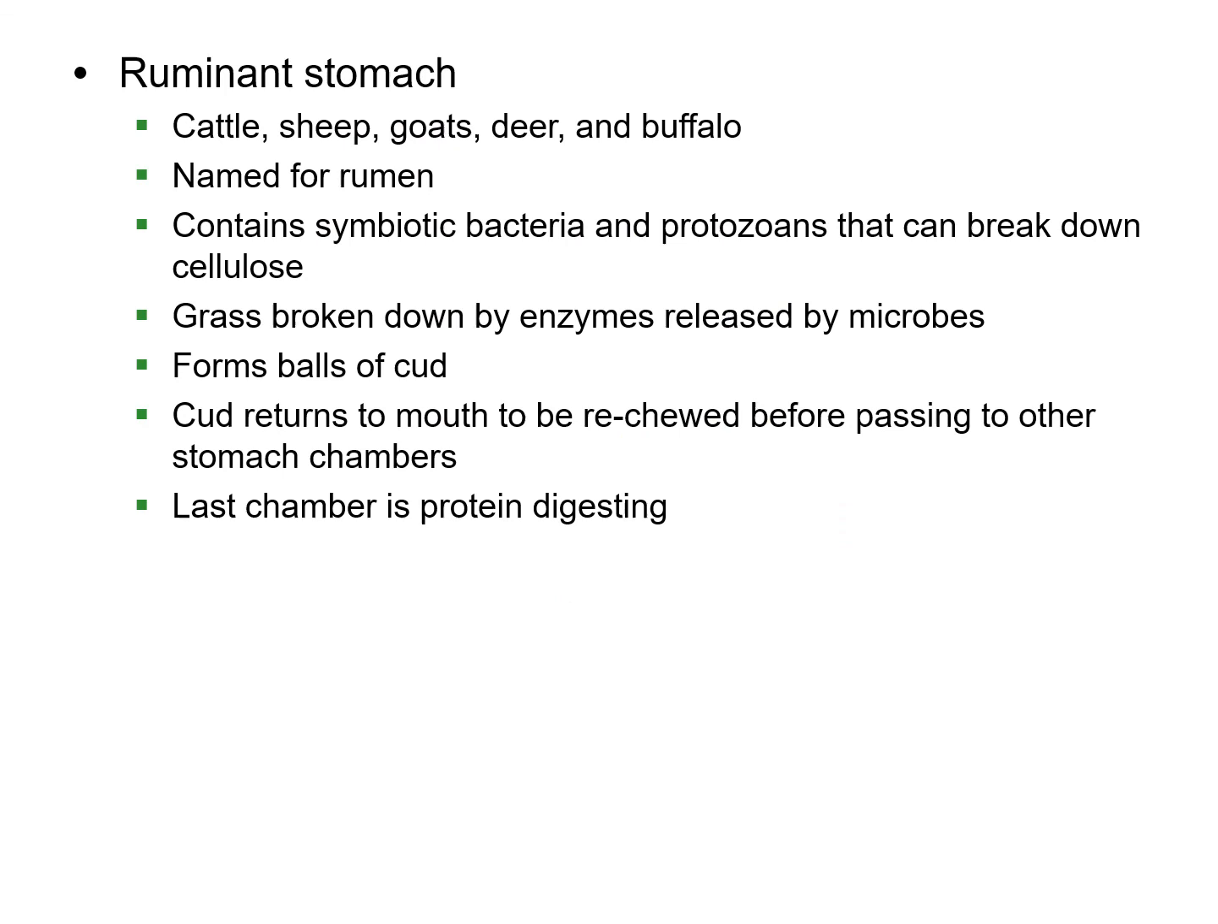The cow is not like us. We have one stomach, but cattle, sheep, goats, deer, buffalo, they have a rumen. Okay. And so basically they've got a pocket in there with bacteria and protozoans that help break down cellulose. So they eat a ton of grass, right? And they need to be able to get the energy from the grass that we don't.